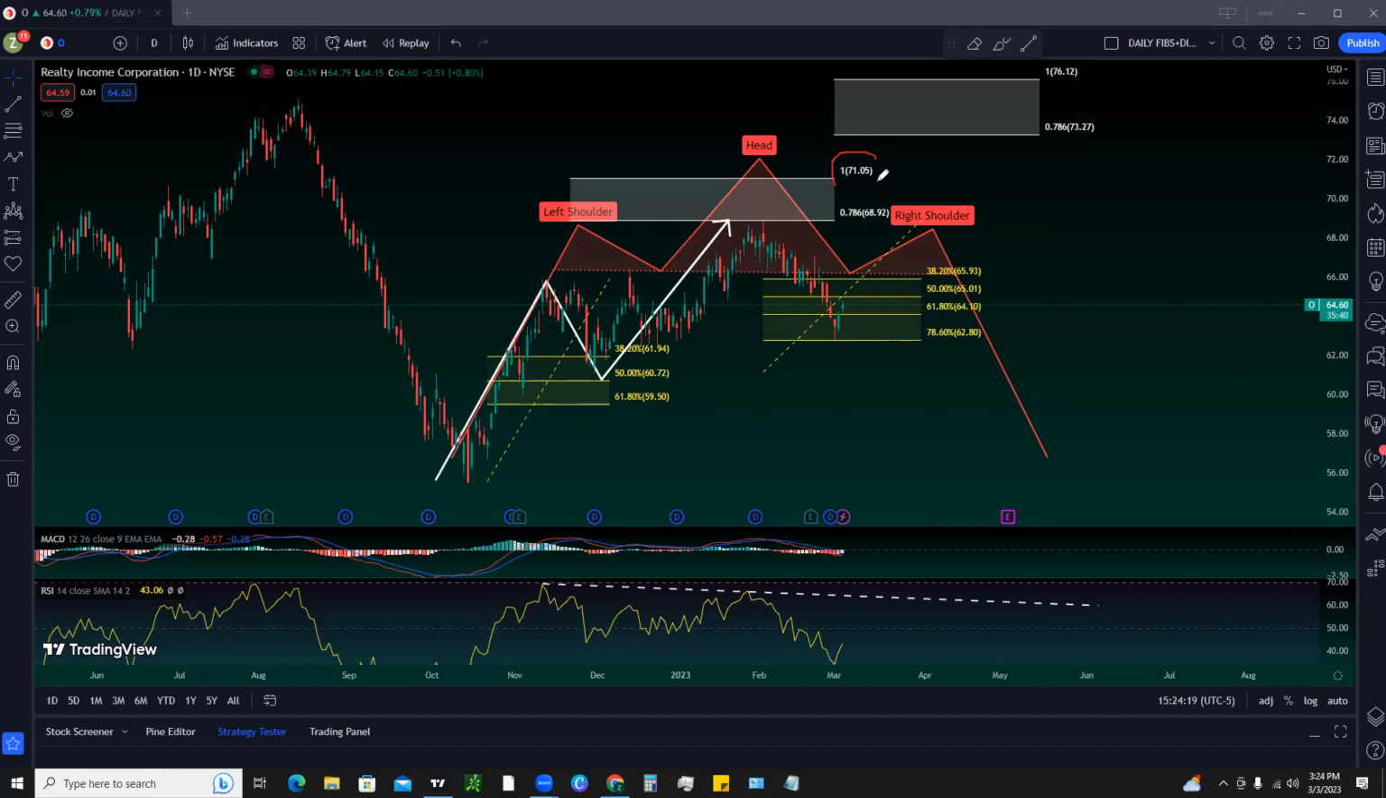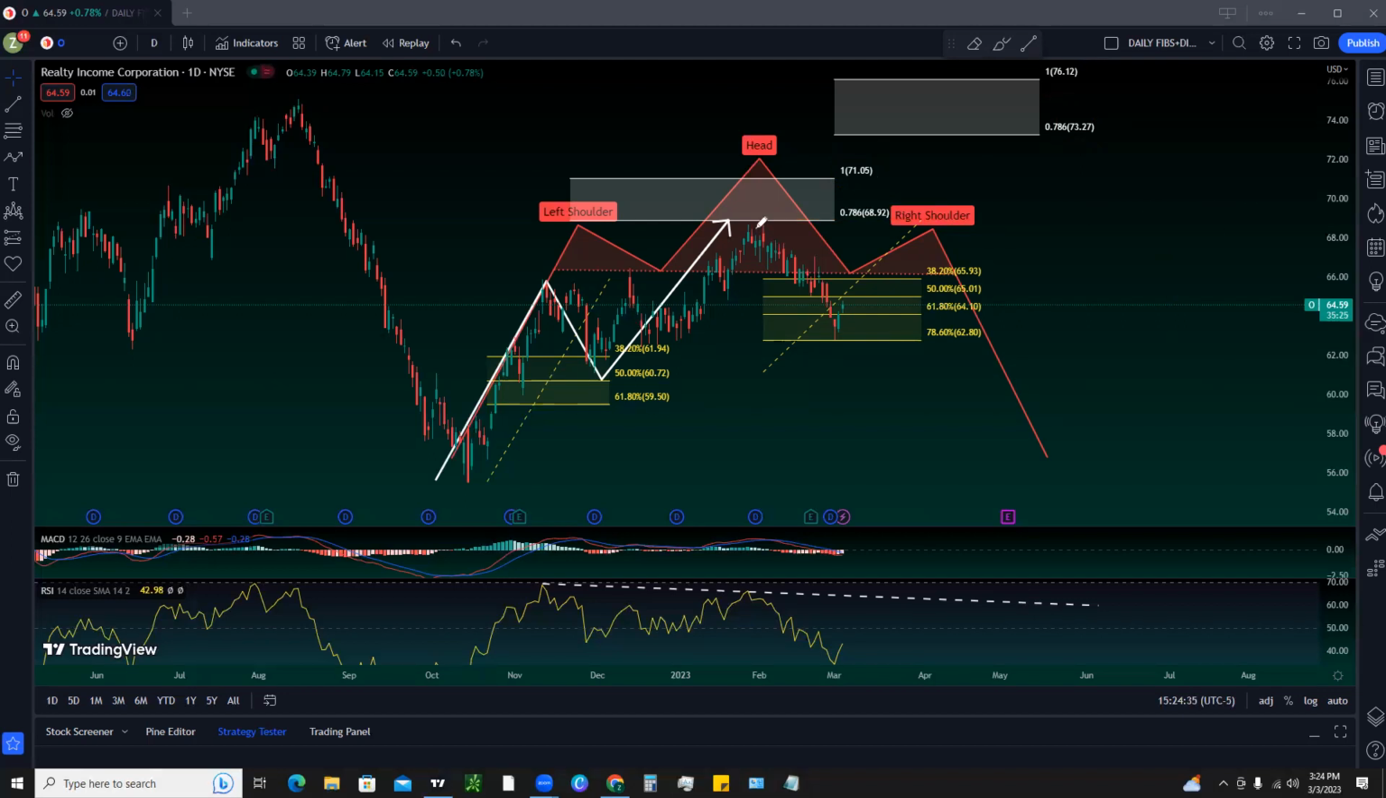Above there, we have 71.05 and 73.27, as well as 76.12. Those are going to be our bullish price targets if we continue bullishness and are able to take out our resistance level here of 68.92.